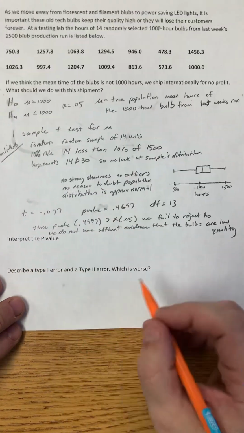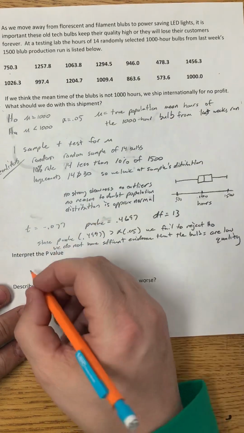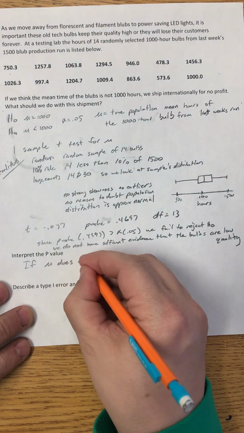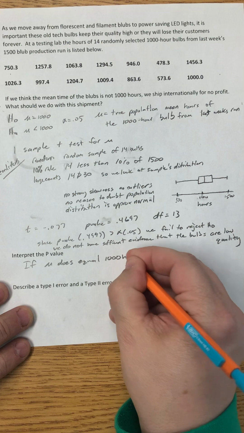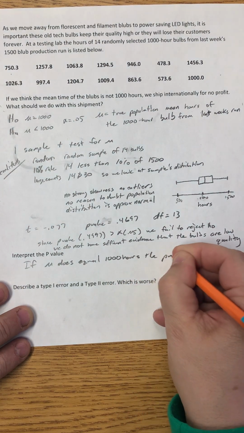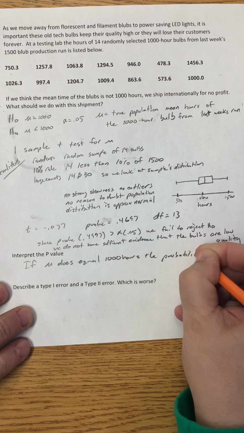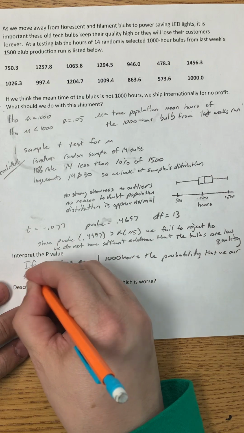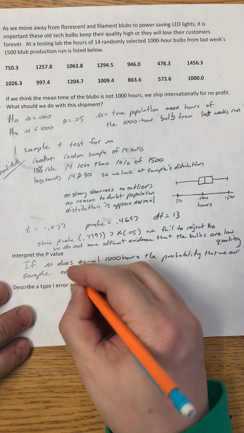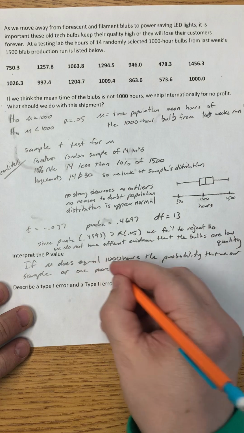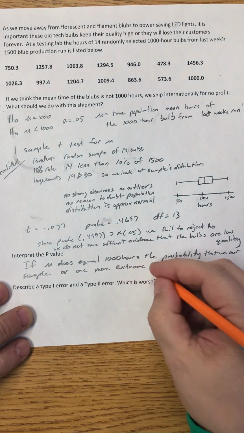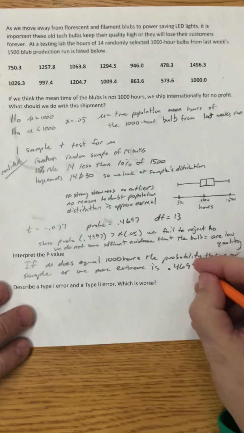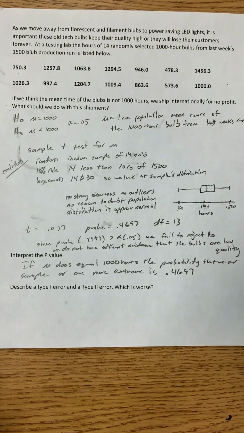Interpret the p-value. So we'd say if mu does equal 1,000 hours, the probability that we got our sample, or a smaller one, but I'm going to say or one more extreme, is 0.4697. It was like 50-50, so that certainly is not going to prove anything.